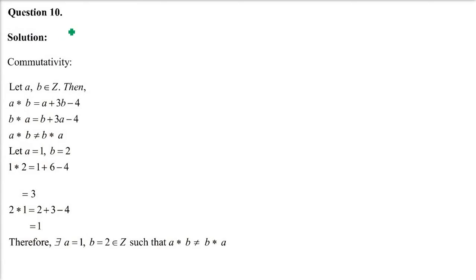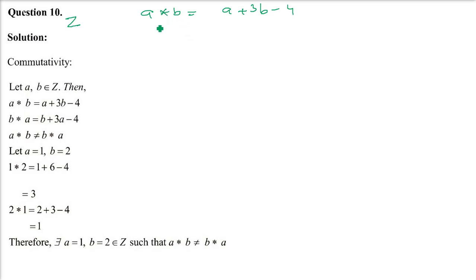Question number 10. On Z, the set of all integers, a binary operation star is defined by a star b is equal to a plus 3b minus 4. Prove that star is neither commutative nor associative on Z.